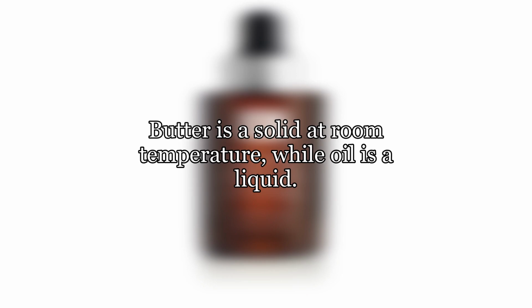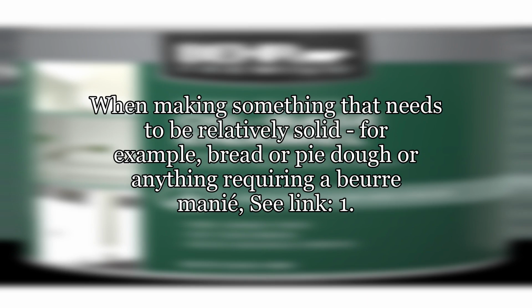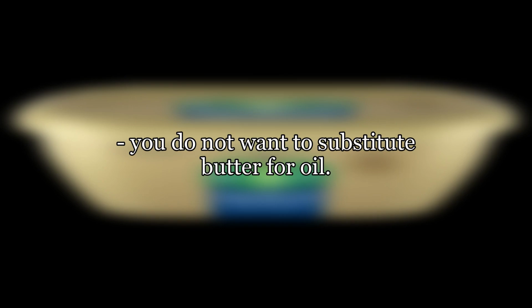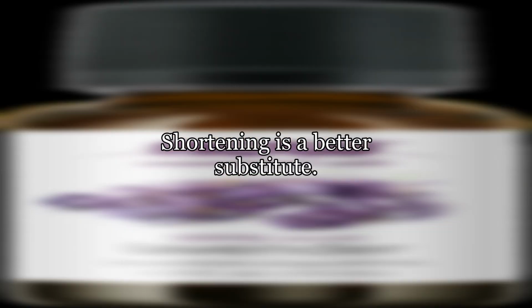Butter is a solid at room temperature, while oil is a liquid. When making something that needs to be relatively solid, for example, bread or pie dough or anything requiring a beurre meunier, see link 1. You do not want to substitute butter for oil. Shortening is a better substitute.